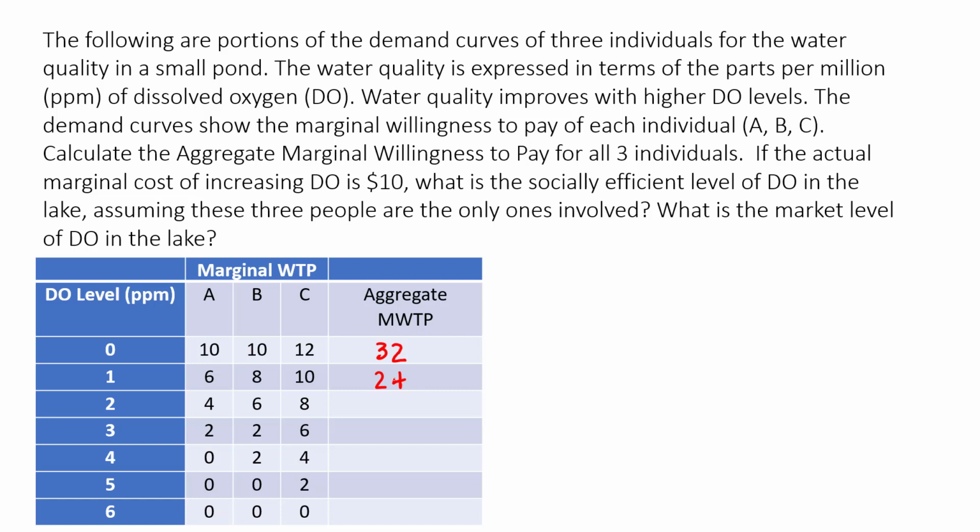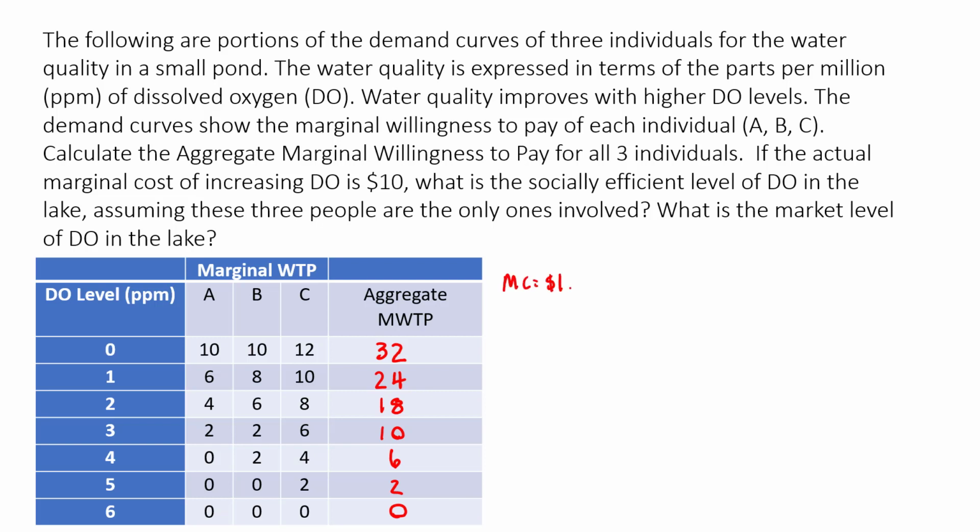So again, if we're going to add up aggregate marginal willingness to pay for 2 units of dissolved oxygen, it's 4 plus 6, which is 10, plus 8, which is 18. I think we get how to do this. So the aggregate marginal willingness to pay for 3 units of dissolved oxygen is 10. For 4 units is 6. For 5 units is 2. For 6 units is 0. And it tells you in the problem that the marginal cost of increasing dissolved oxygen is exactly equal to $10.